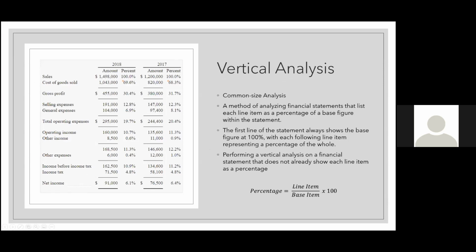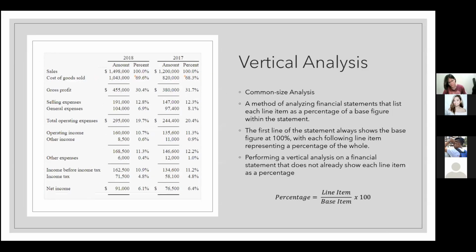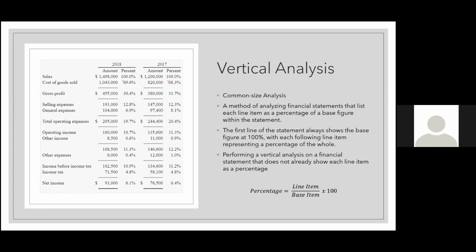Vertical analysis, or most commonly referred to as the common size analysis, is a method of analyzing financial statements that lists each line item as a percentage of a base figure within the statement. In this example, this is an income statement, so your base item will be your sales. As you can see here, the base figure will be your 100%. The first line of the statement always shows the base figure at 100%, with each following line item representing a percentage of the whole.